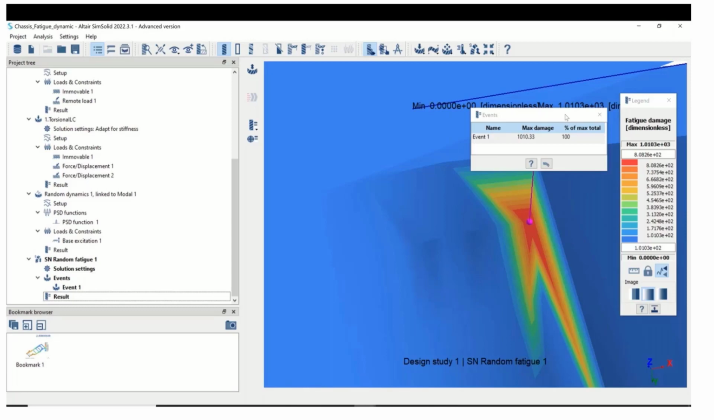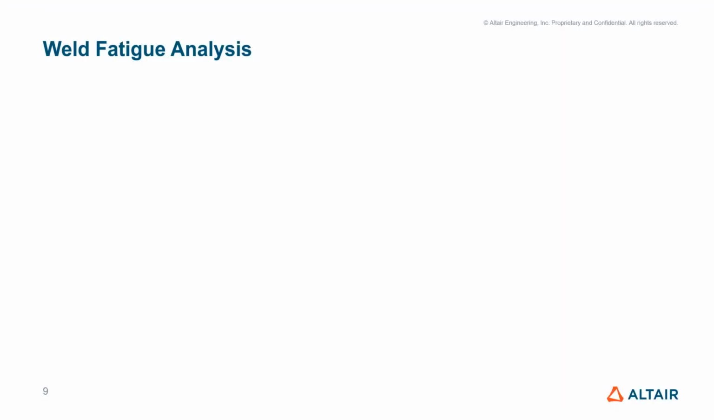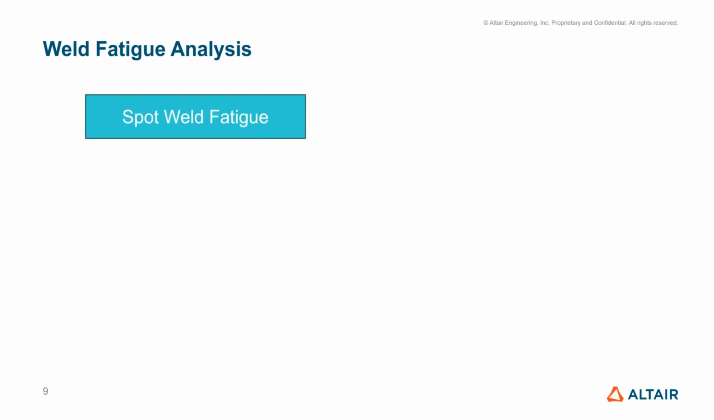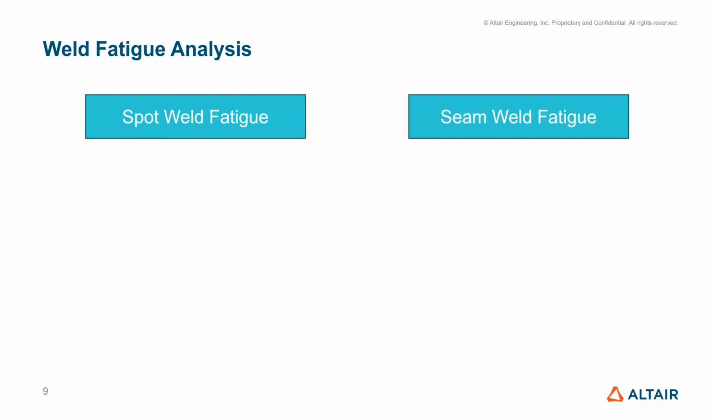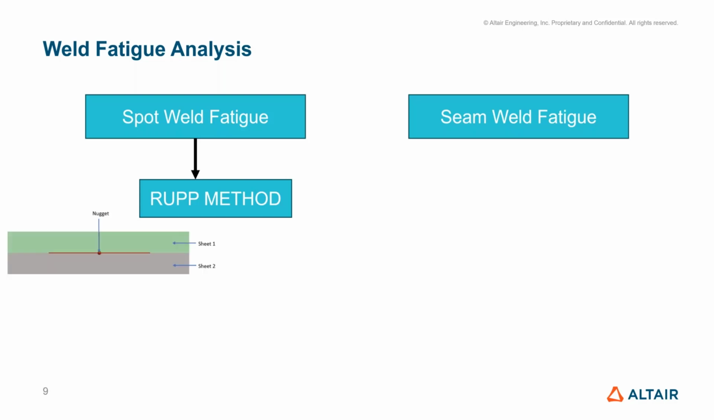Till now we saw how to evaluate the fatigue on the structure side, right? So let us move on to what we have for the welds. For the weld, we have spot weld fatigue or seam weld fatigue, right? Under spot weld fatigue, it uses the RUPP method. This basically examines the weld at three distinct locations, that is the two sheets and then the nugget, which is connecting the two sheets, right?